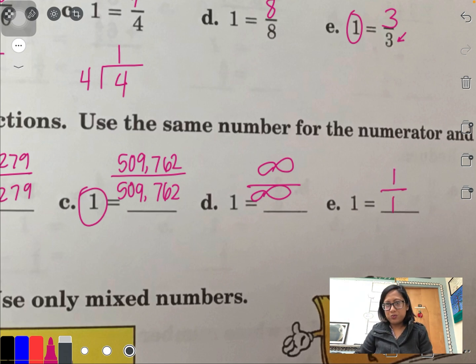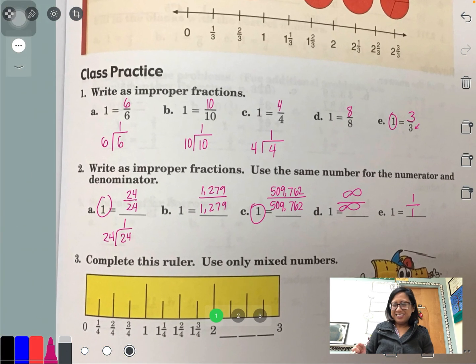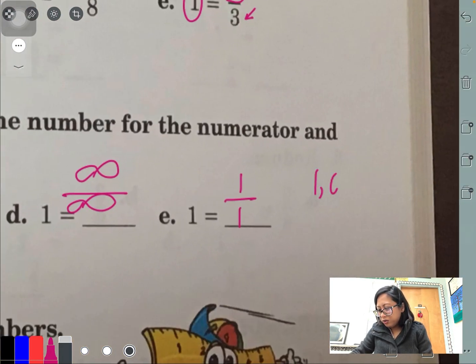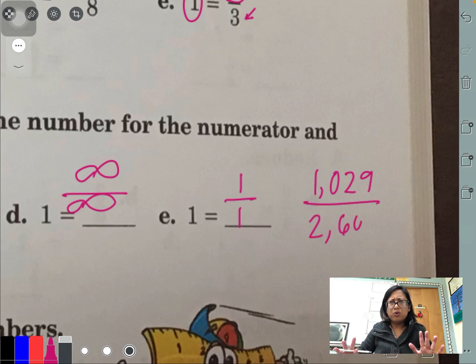I would like to know what you wrote down for our Zoom meeting. Okay, I can't wait. Yes, you can be ridiculous. You can do 1,007,400, I don't know, over it, but it has to be the same number. You can't be like 1,029 over 2,064. No, or 604. No. They have to be the same. Okay, don't do that.